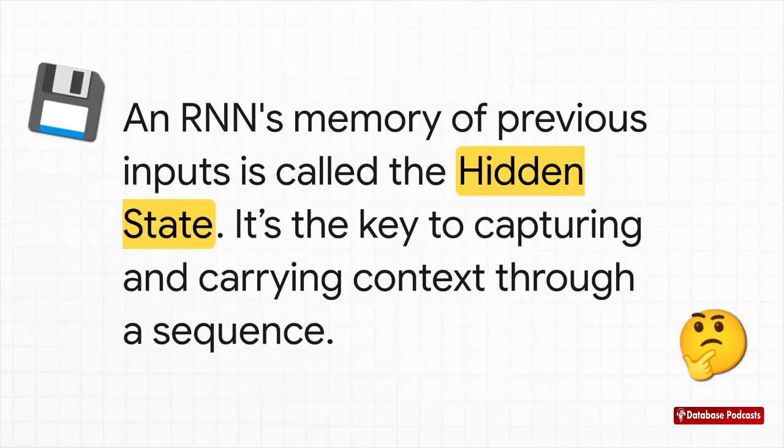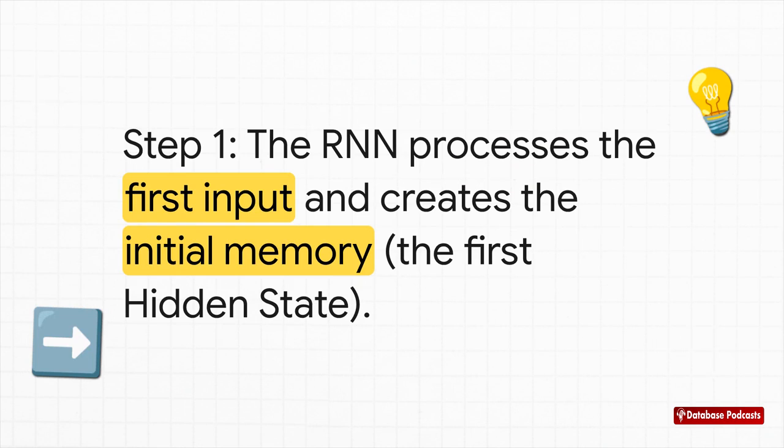And this information that sticks around, this memory we keep talking about, it has a proper name. It's called the hidden state. The easiest way to think about the hidden state is just as the network's short-term memory. As it's reading a sentence, word by word, it's constantly updating this memory with what it's already seen. Let's just walk through how that works.